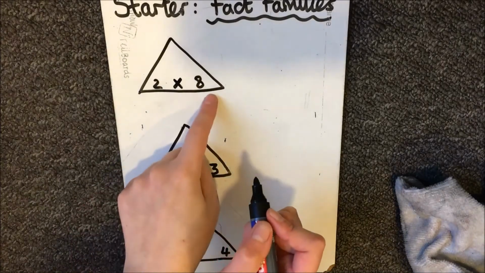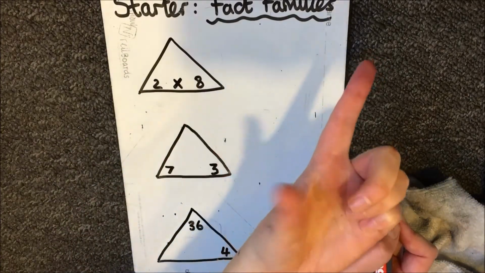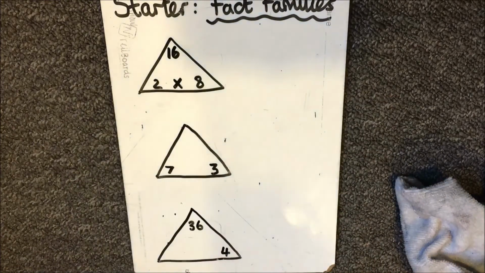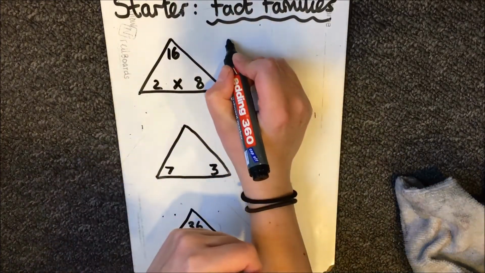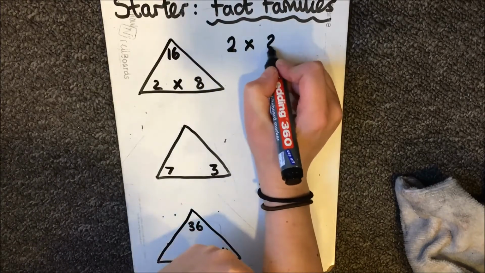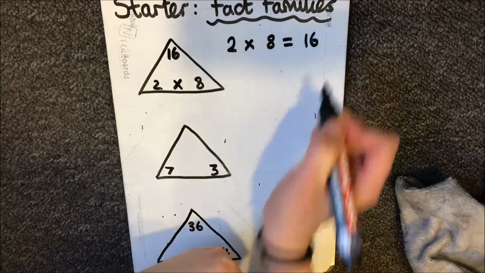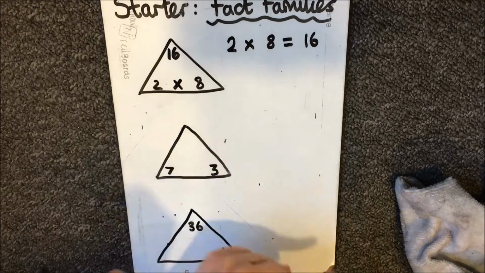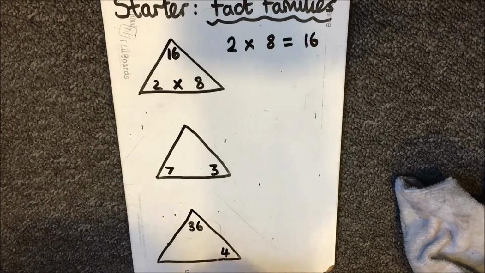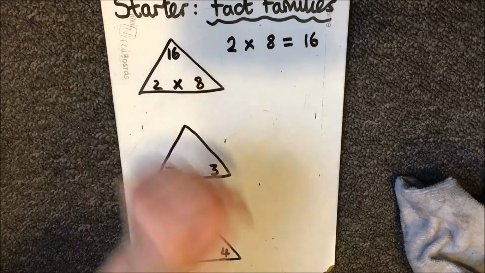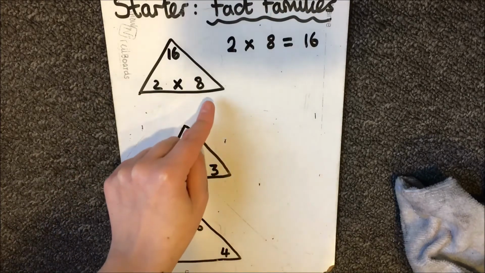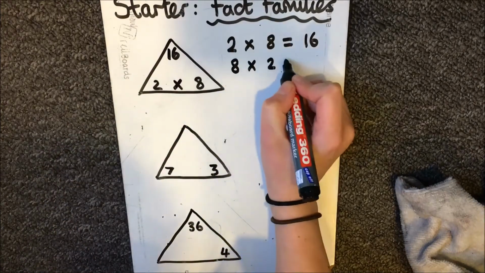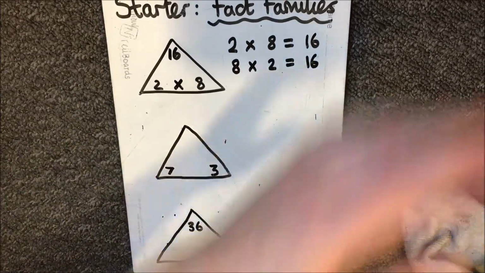So 2 times 8, put two fingers up, count in 8s: 8, 16. It's the same as 16. So 16 is our whole. So we've already got our first number sentence: 2 times 8 is the same as 16. What other number sentence could we write? Remember, for multiplication, we can switch the numbers around and we'll get the same answer. So we've done 2 times 8 is the same as 16. Let's go the other way. Ready? 8 times 2 is the same as 16.